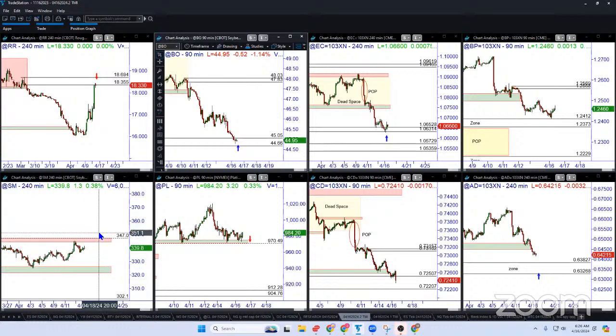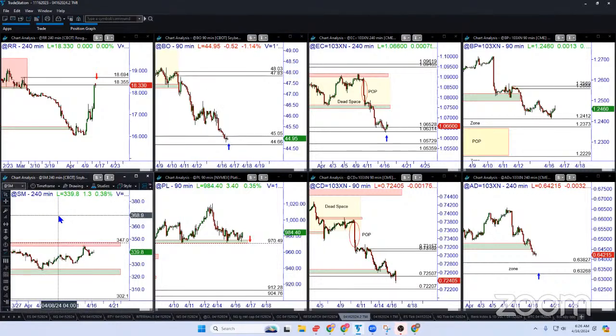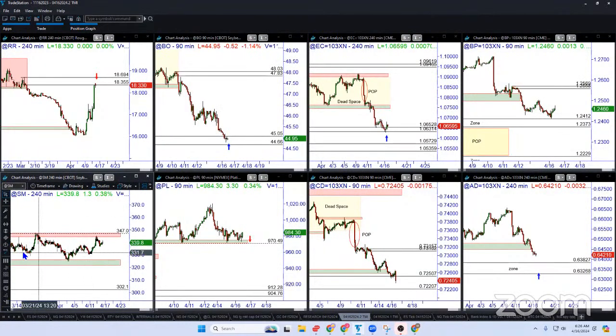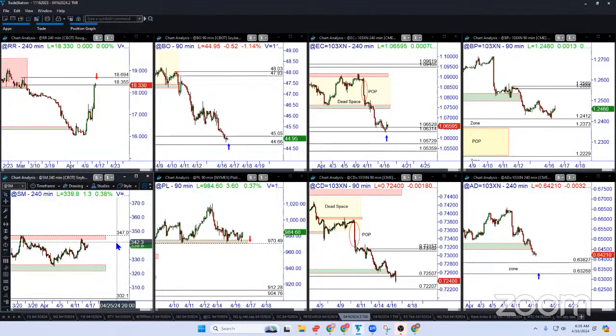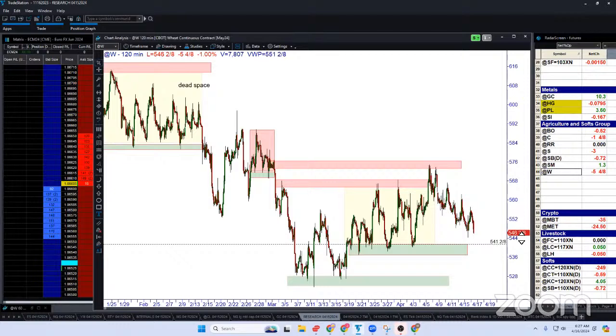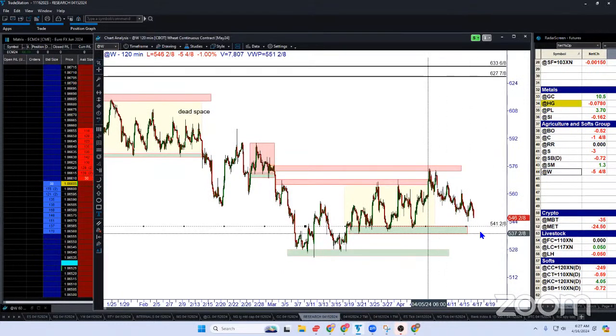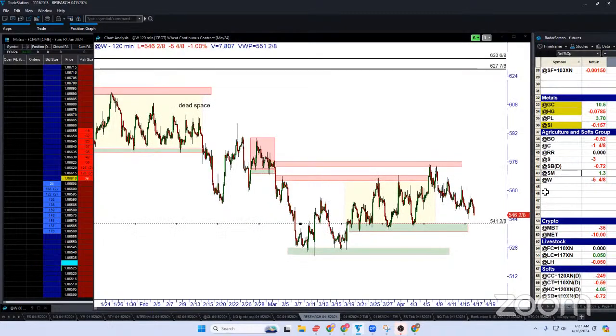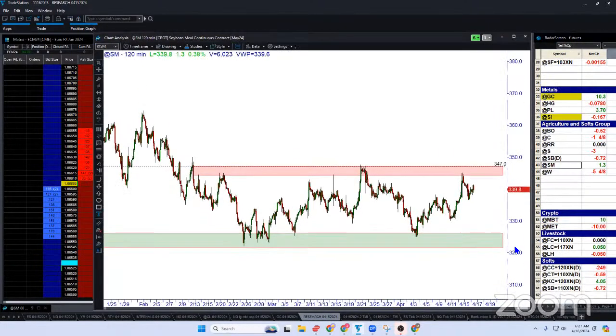Soybean meal, looking for a breakout either to the upside or to the downside, okay? Right now, price is inside resistance and support. We call that the dead space. So looking for a breakout on soybean meal above 347. Want to take a quick look at wheat. Okay, wheat coming down, looking for that support. Soybean meal, we just talked about. As price does break out, we want to be fully aware that we have some speed bumps over to the left, okay?